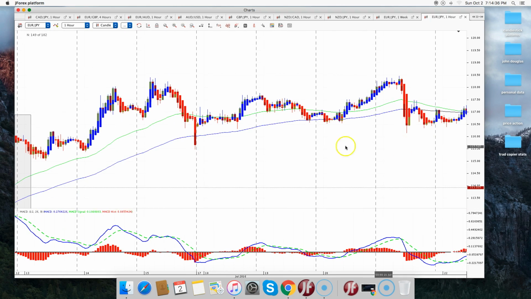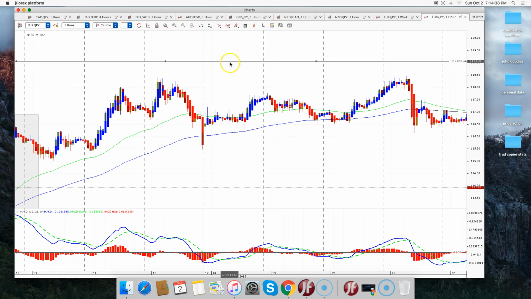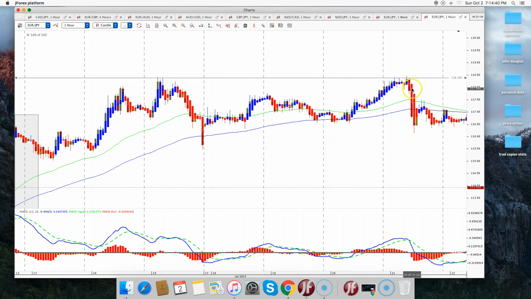And then what happens? The market is completely overbought, and it starts heading back down in the direction of the daily and weekly chart. And there would be a trade on the 1-hour chart. I would definitely be taking this trade.